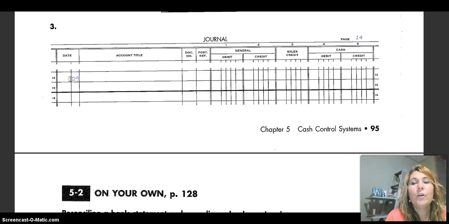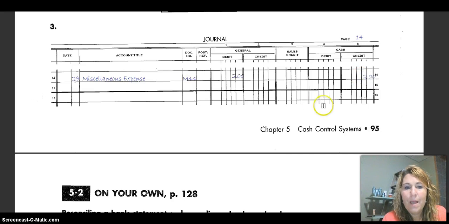Okay. We talked about earlier, if you have a service charge, we don't have its own account for it, so it's going to be called miscellaneous expense. This is going to be for document number, we're going to put M44. And the amount of this service charge was $2, so we're going to have a general debit of $2 because this is an expense account and it is increasing. And we're going to have a cash credit of $2 because our cash is decreasing. Okay, that one is recorded.